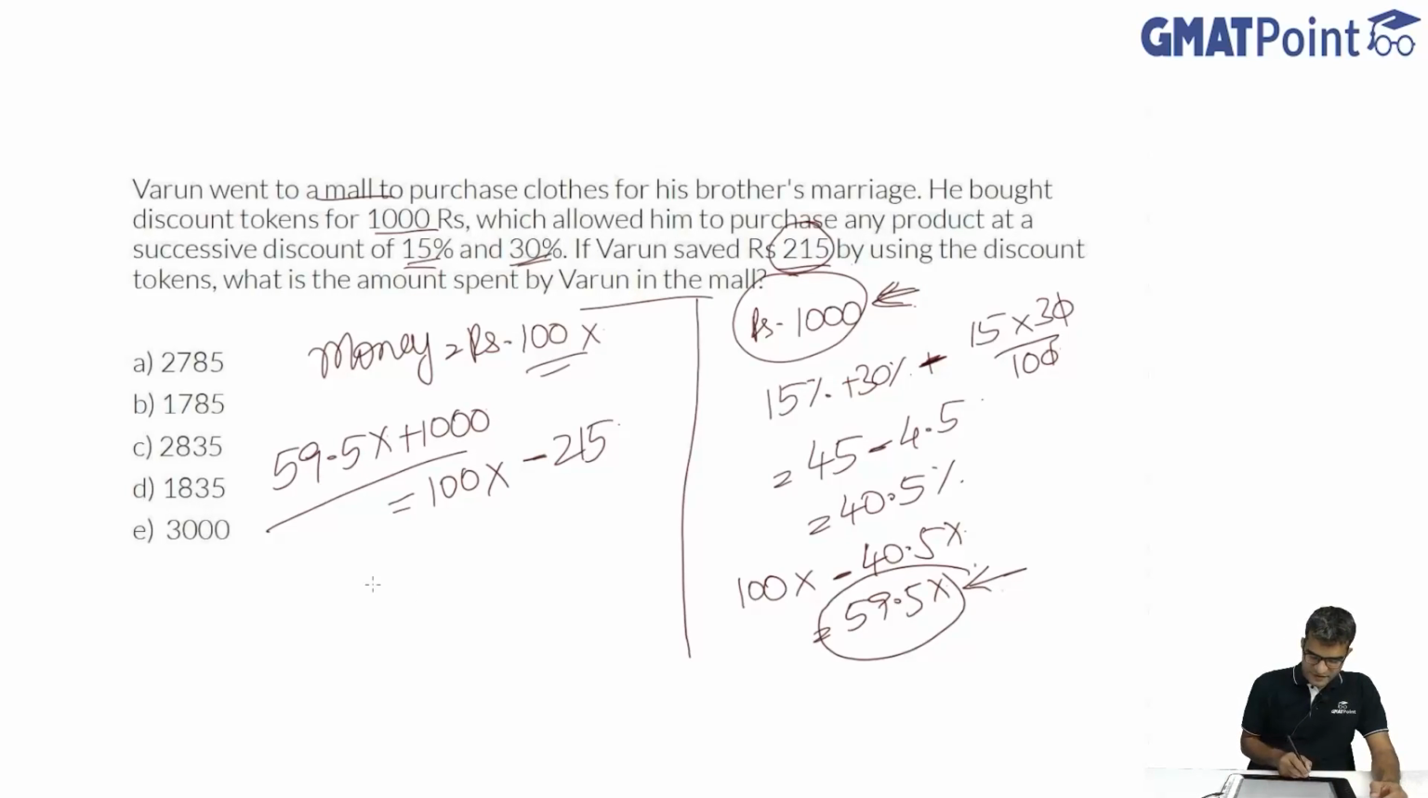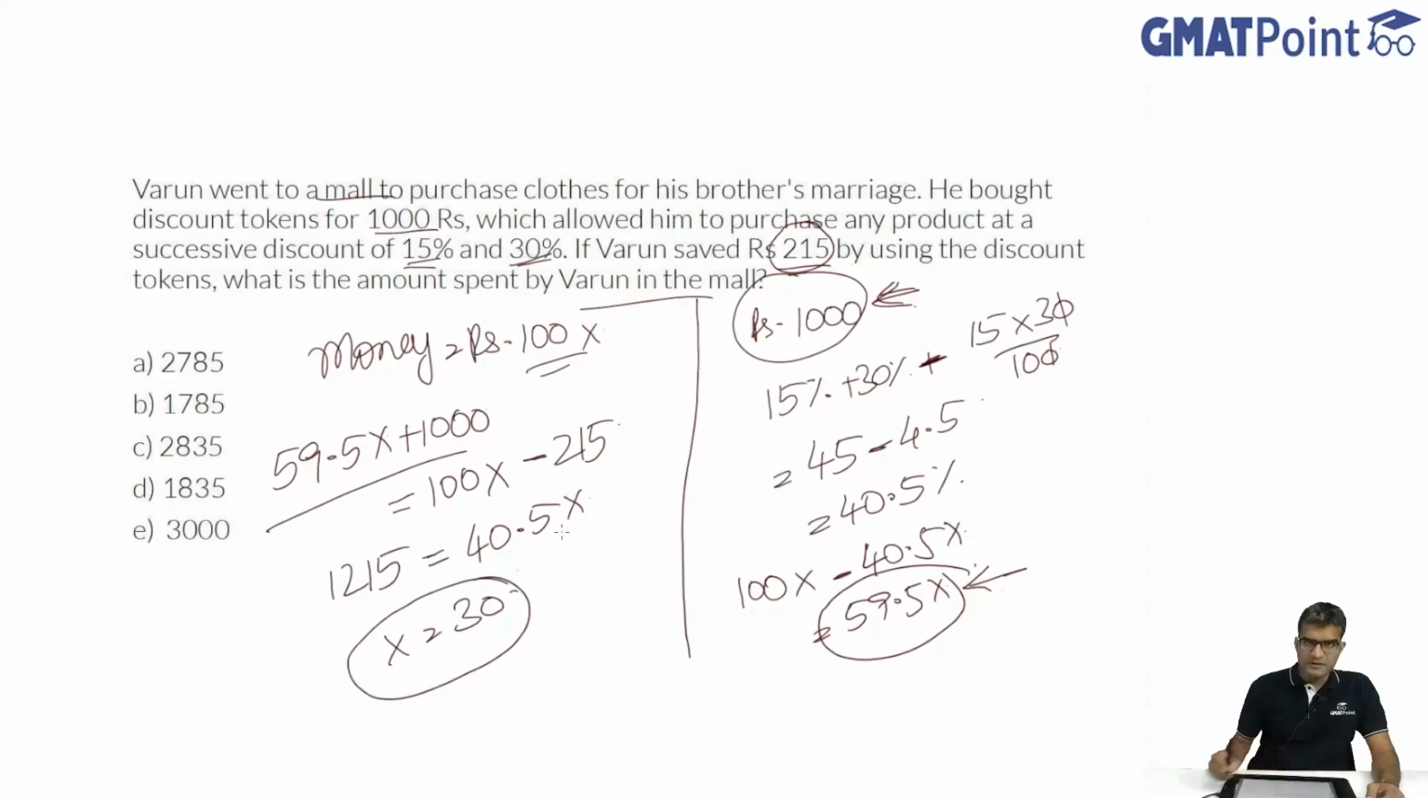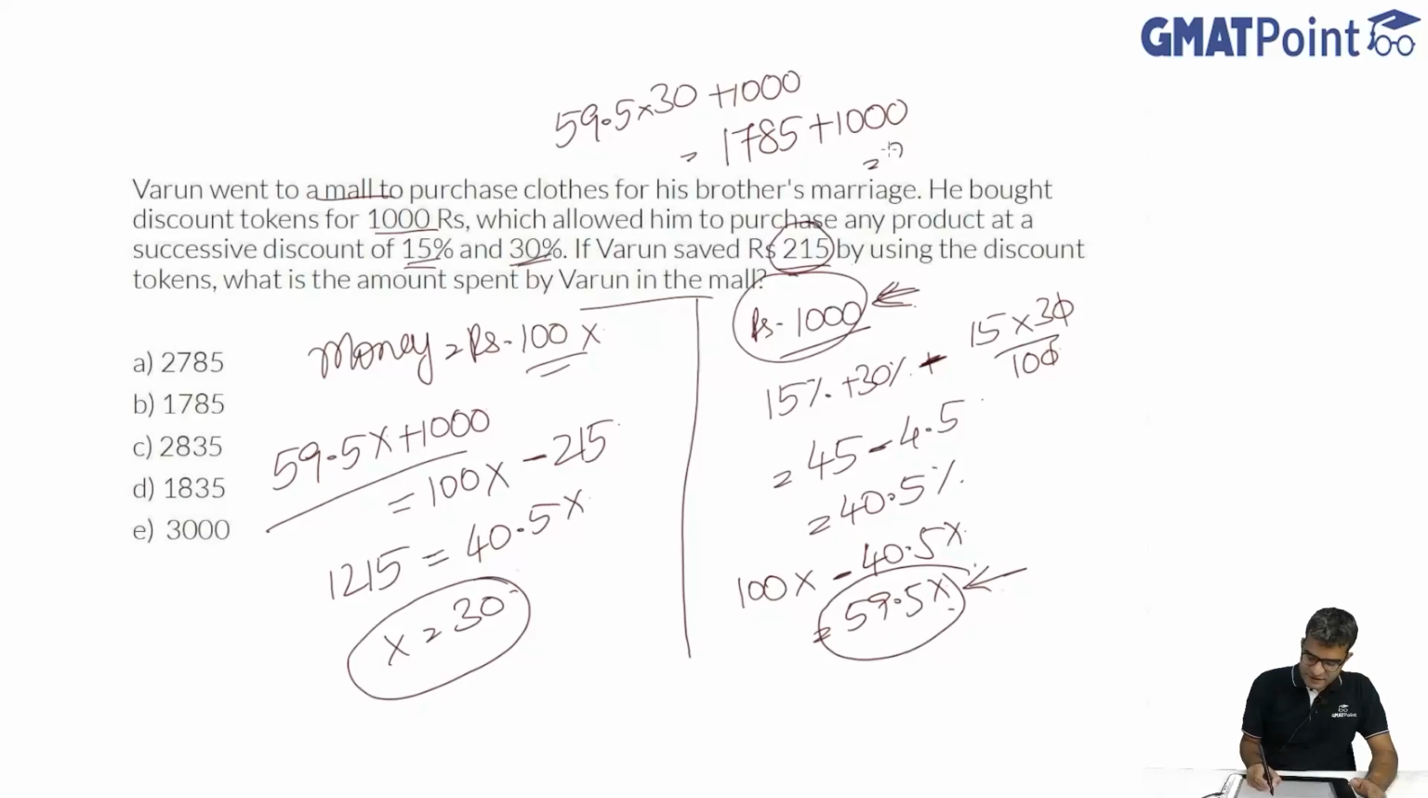If you simplify it, you will get that 1215 is equal to 40.5x, or the value of x is equal to 30. Therefore, the amount of money that he spent in the mall will be 59.5x plus 1000. What is the value of 59.5 into 30 plus 1000? 59.5 into 30 will be equal to 595 into 3, which is equal to 1785. So this is 1785 plus 1000, which is equal to 2785, which is option A.